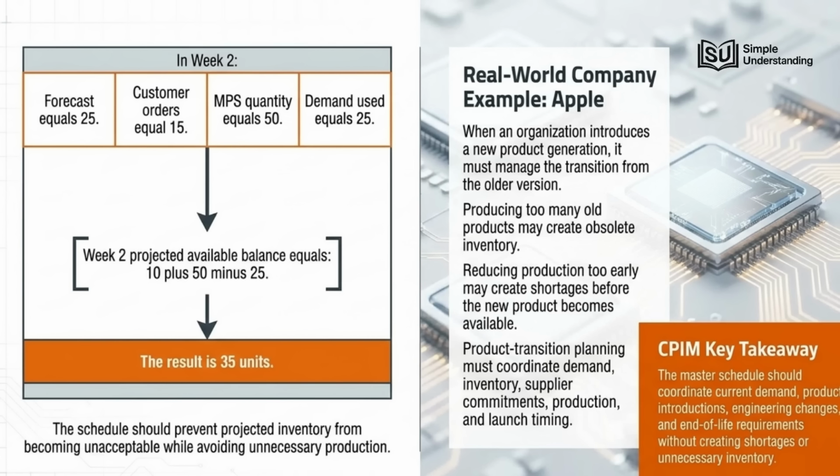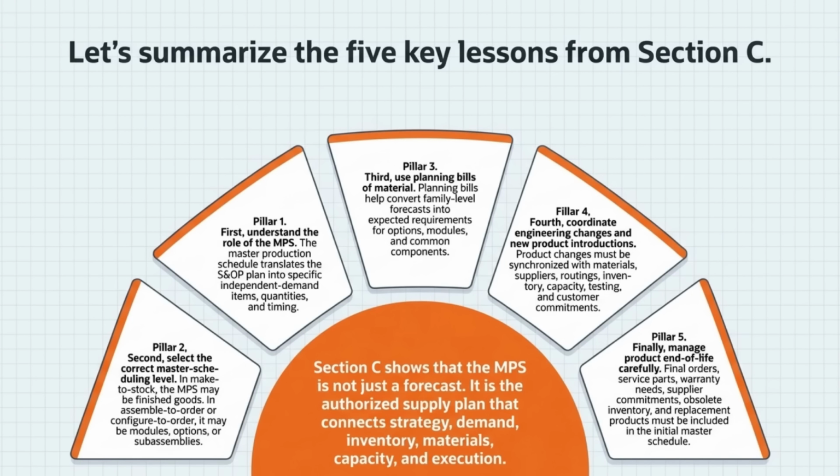Let's summarize the 5 key lessons from Section C. First, understand the role of the MPS. The master production schedule translates the S&OP plan into specific independent demand items, quantities, and timing. Second, select the correct master scheduling level. In make-to-stock, the MPS may be finished goods. In assemble-to-order or configure-to-order, it may be modules, options, or subassemblies.